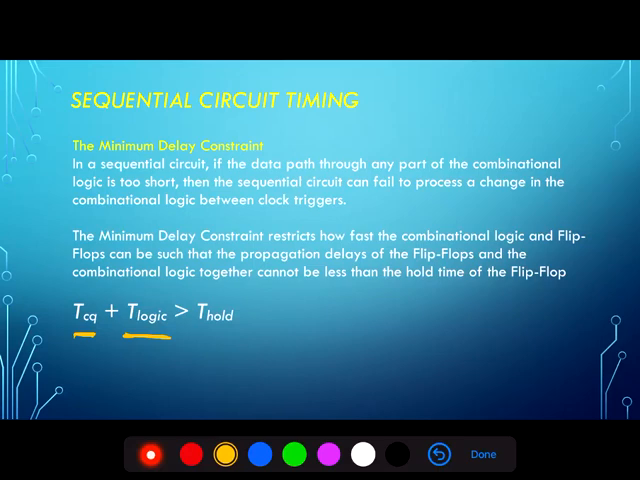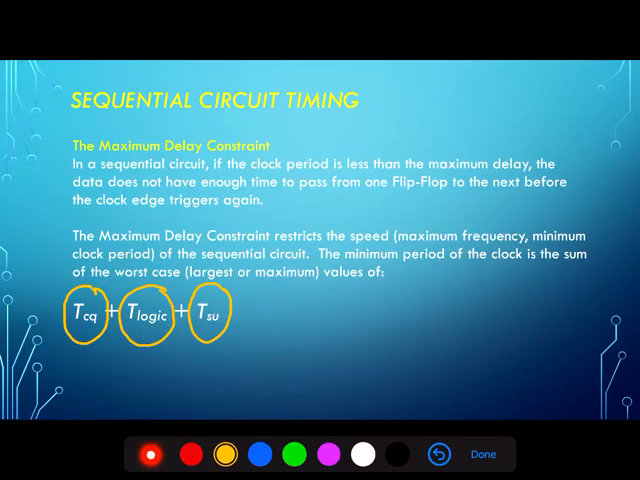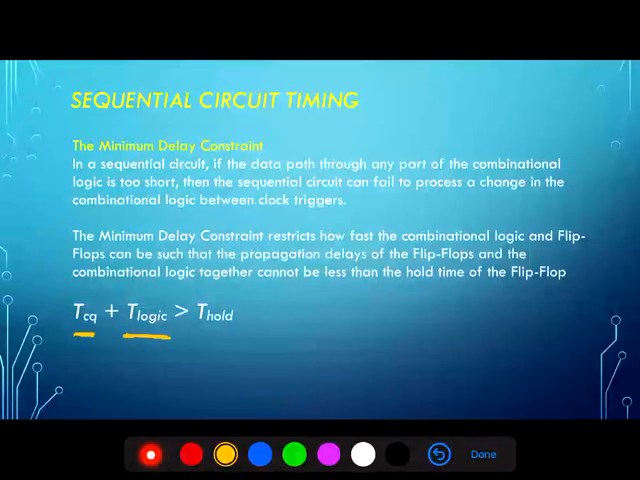So keep in mind that there are two primary constraints we have to deal with after we've designed the basic logic for sequential circuits. The maximum delay constraint, which speaks to the maximum speed at which we can run the circuit, and the minimum delay constraint, which identifies how slow our flip-flops can be and still contribute to these circuits and these designs in a way that's functional and not subject to glitches.